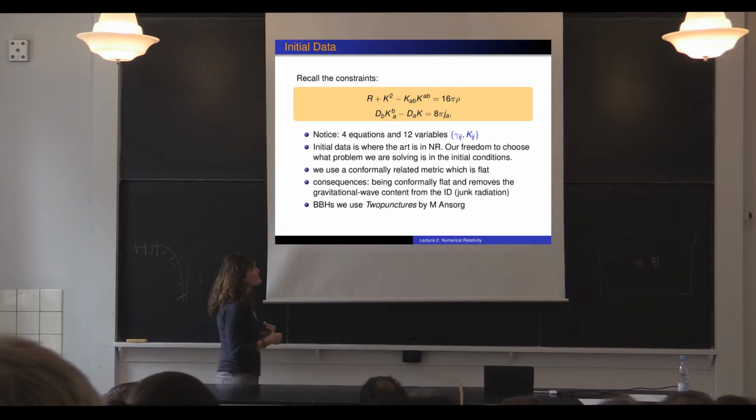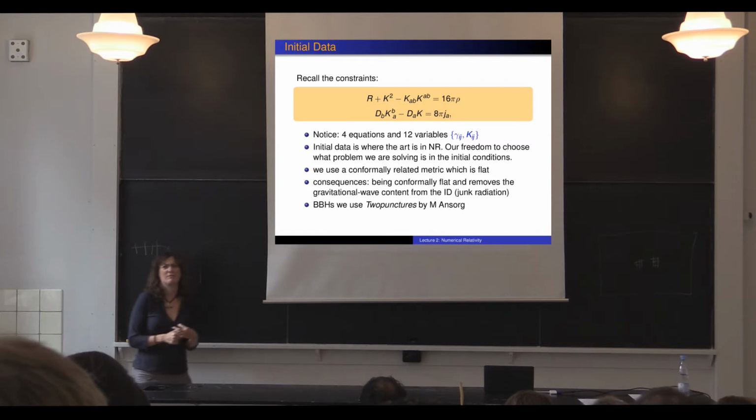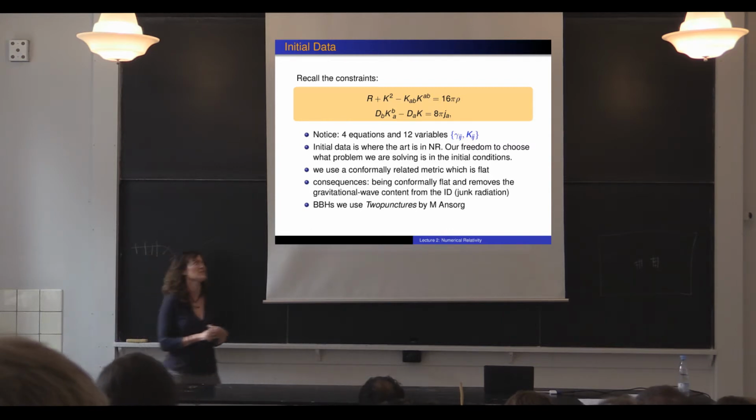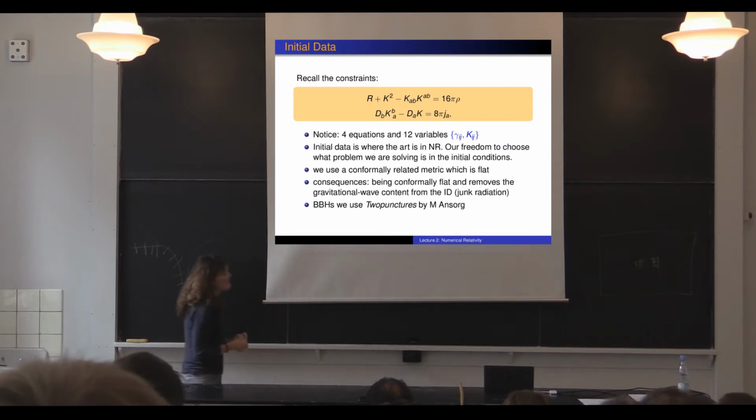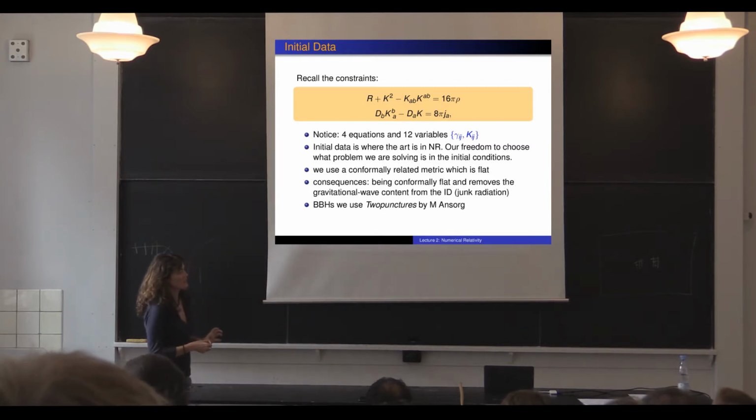So we have 4 equations and 12 variables. That's where the problems come in, right? That's a lot of freedom. It's like being a teenager again. Your parents are out of town. So we have to define all those things. So that's the art of numeric relativity, is the freedom to choose that.